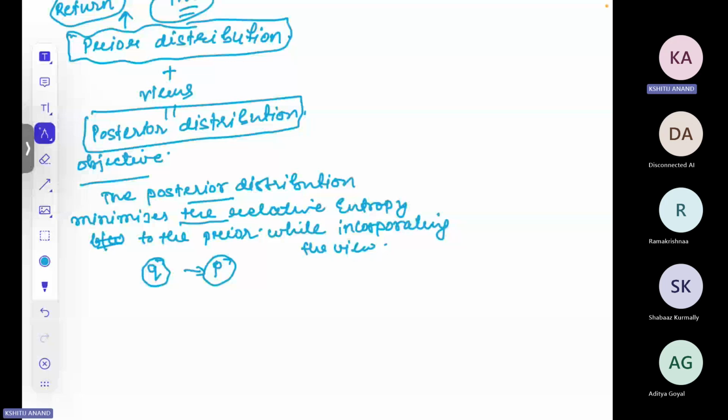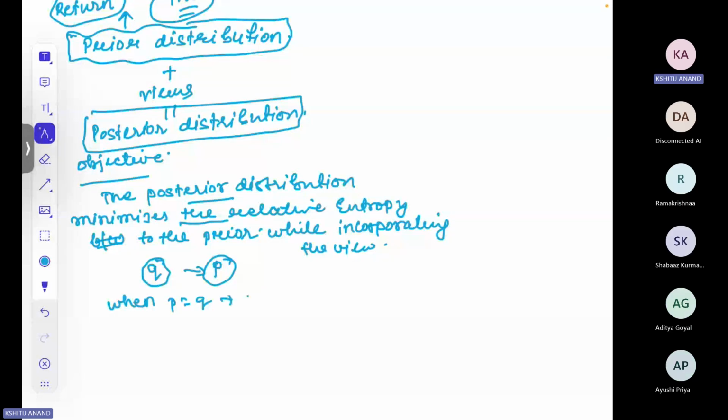P and Q are equal. So basically, your prior distribution and your posterior distribution are equal. It means that the relative entropy is zero. Okay. The relative entropy is zero, and the two distributions basically coincide. Okay. That means when will it happen? It will happen when your view is basically equal to P.